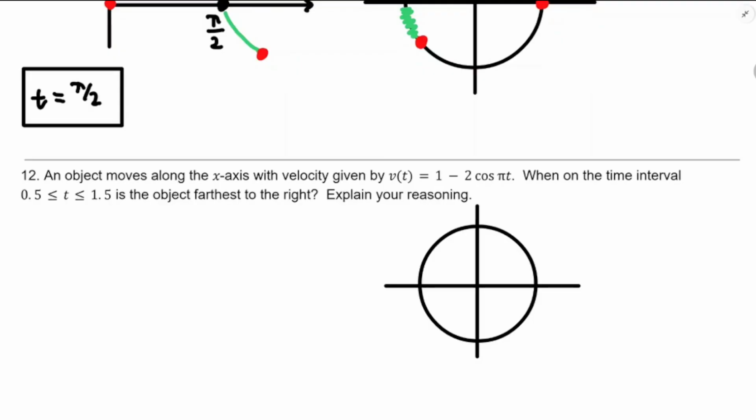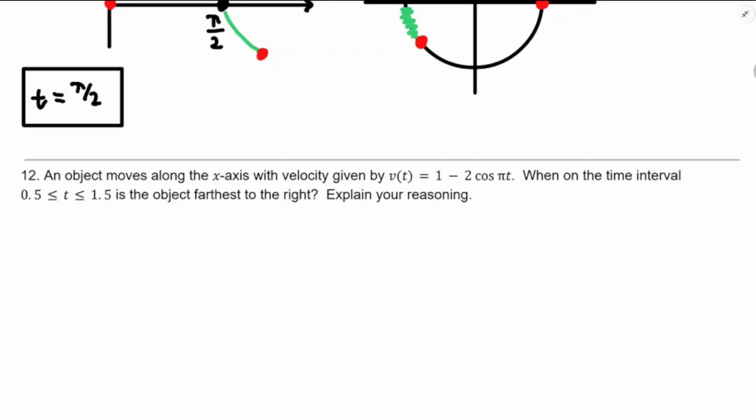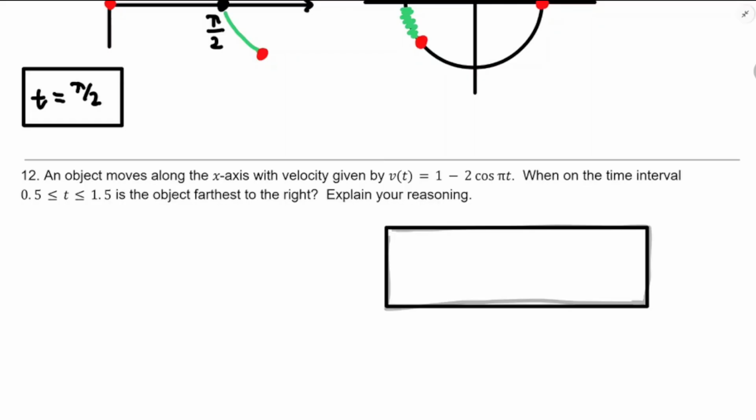Okay, so 1 minus 2 cosine of pi t. I'm going to do it, though. It's been a while for me. Like I said earlier, I'm not teaching pre-cal this year. Okay, 0.5 to 1.5. I'm just going to trust that that's kind of like one period. Alright, so cosine would normally start at the top, but it's negative cosine. Okay, hopefully I'm not needing to sketch more than one period here.